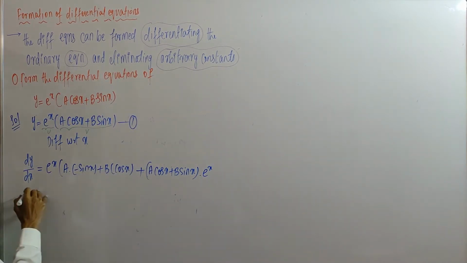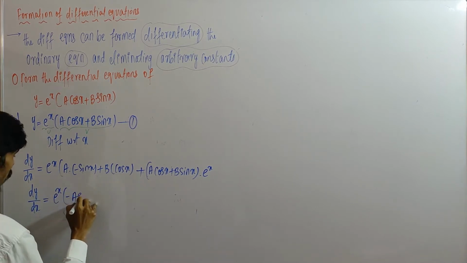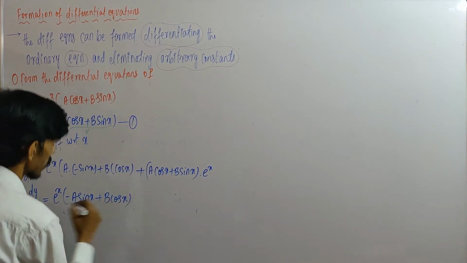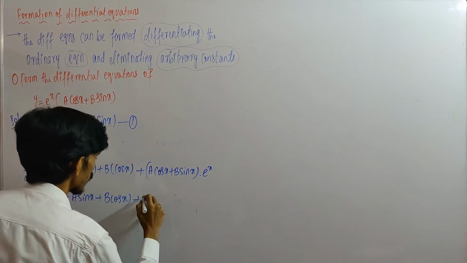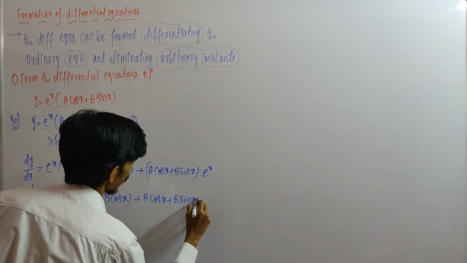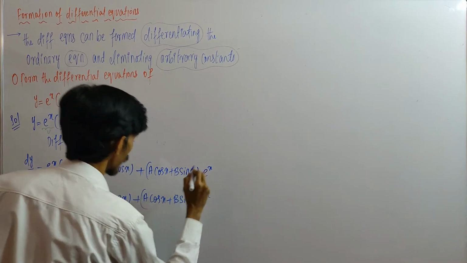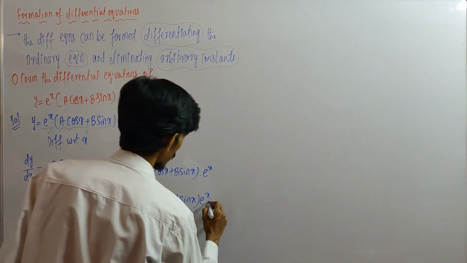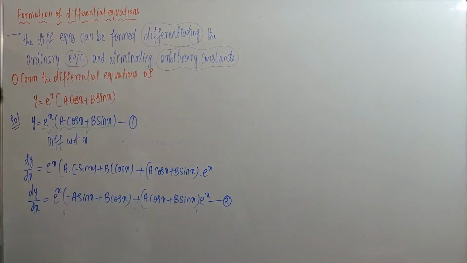Now this can be written as dy by dx is equal to e power of x into (minus a sin x plus b cos x) plus (a cos x plus b sin x) e power of x. Since we have two unknowns, we have to differentiate two times, and we treat this as equation 2.